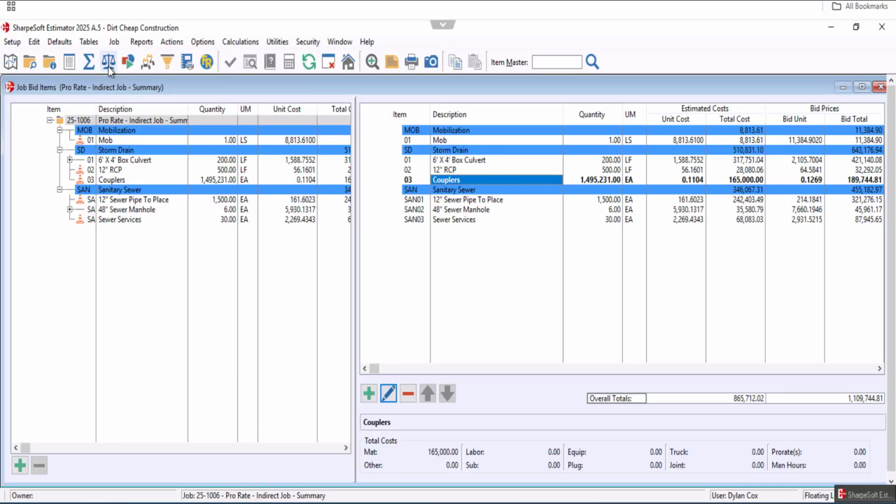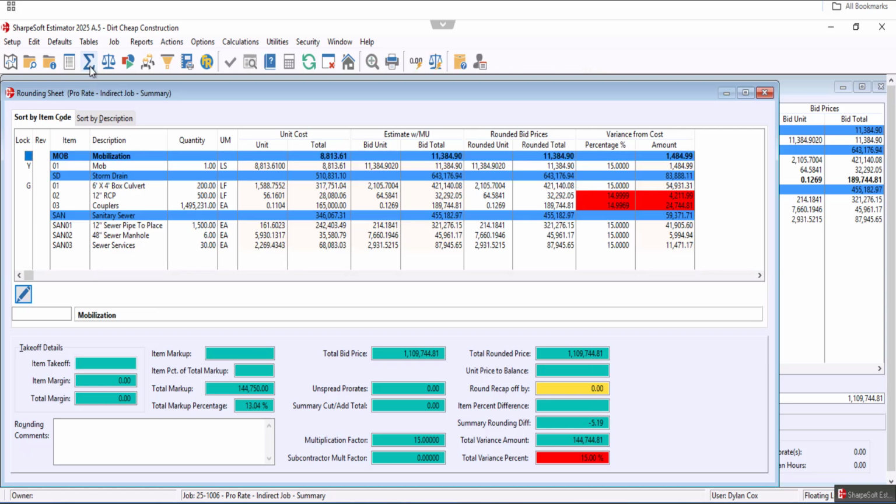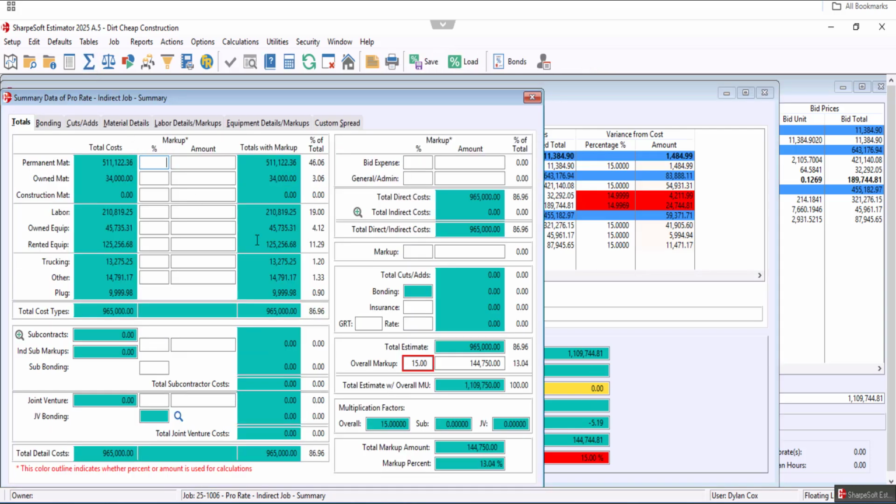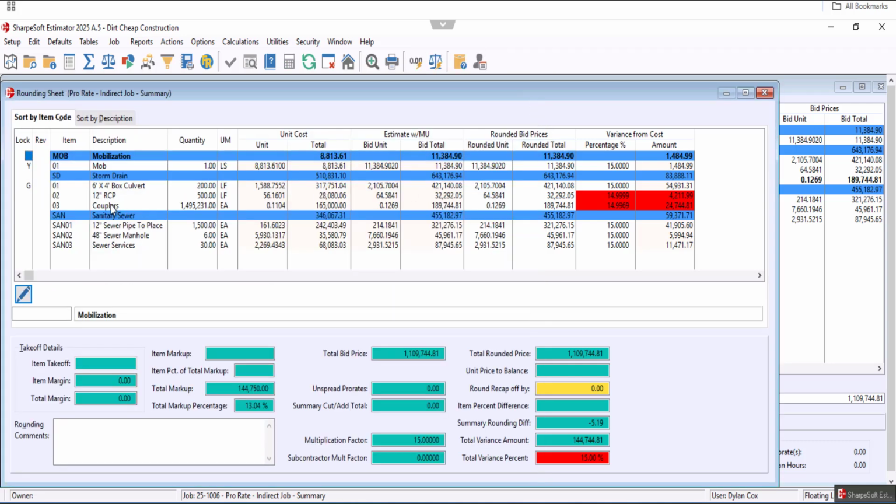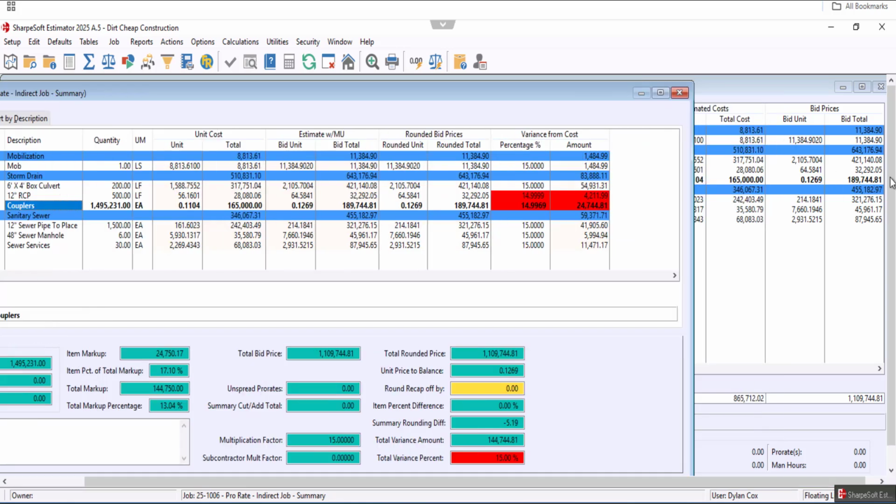And if we open up our rounding sheet in our summary sheets, actually let's just go to the rounding sheet for now. If we highlight the couplers, we can see that we have a summary rounding difference of about $5. It's the same total that is missing inside the actual bid item.